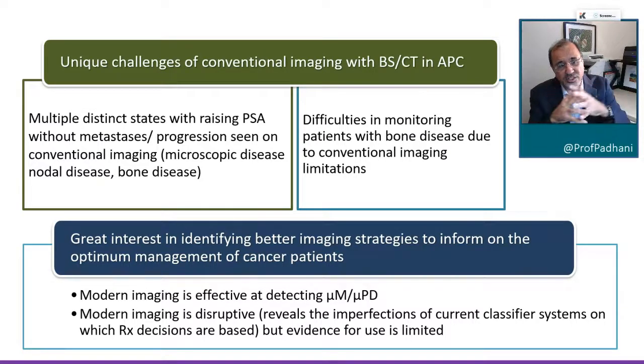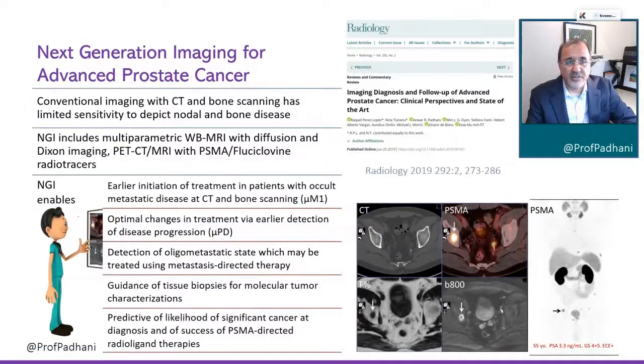So because of these issues, there's been a great deal of interest in identifying more effective strategies to inform on the likely management of cancer patients. And modern imaging, next generation imaging, is effective because it can detect microscopic metastatic disease or microscopic progressive disease. But by being able to do so, it is in fact disruptive. But the evidence for their use in clinical practice is in fact quite limited.